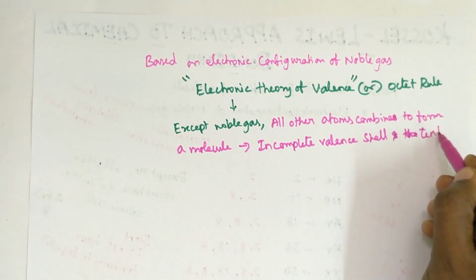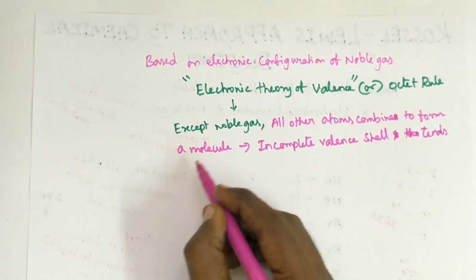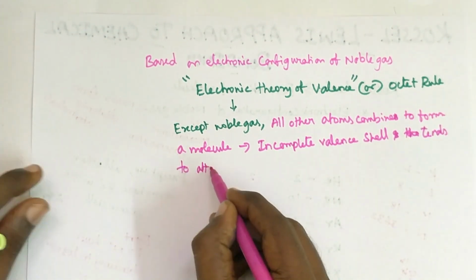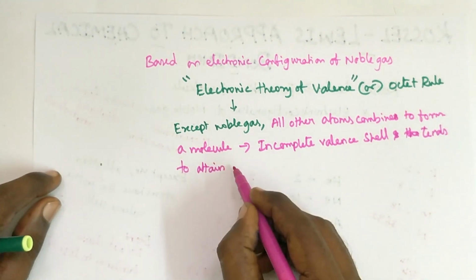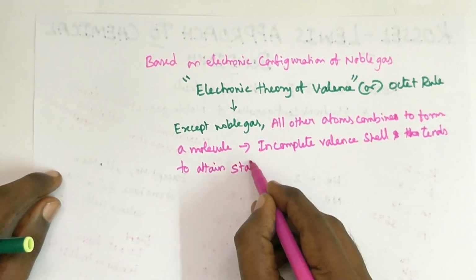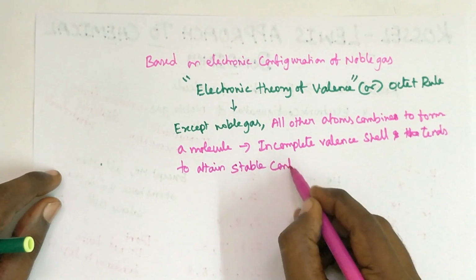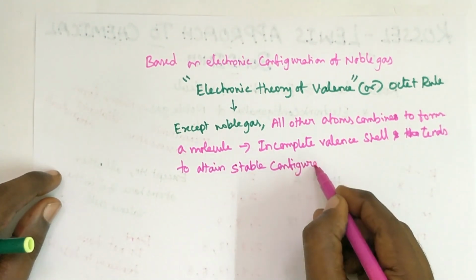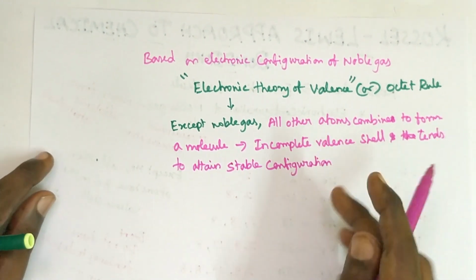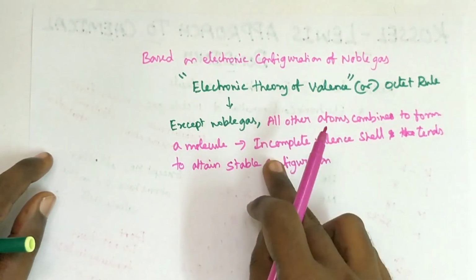and tends to attain no stable configuration. This is about the electronic theory of valence.